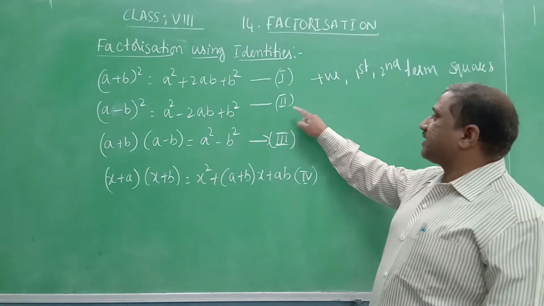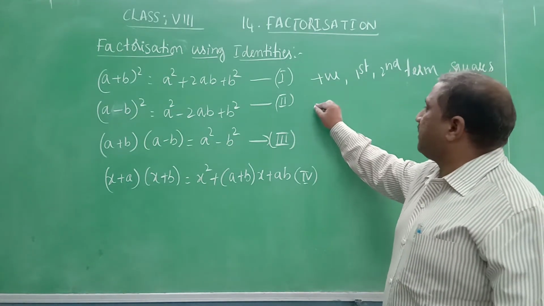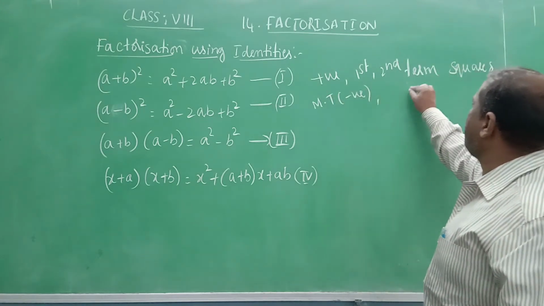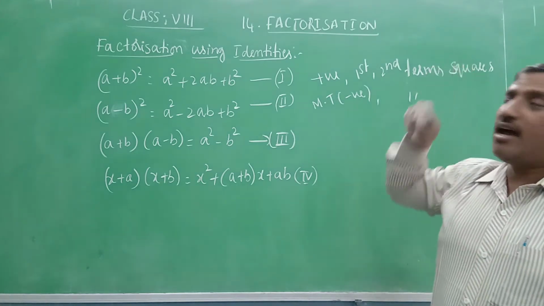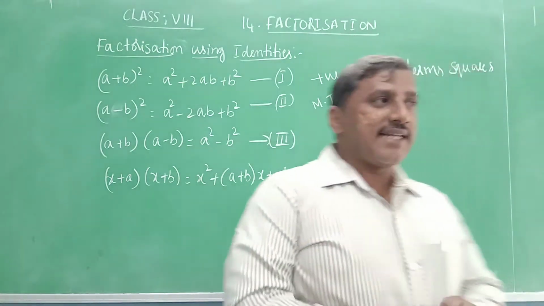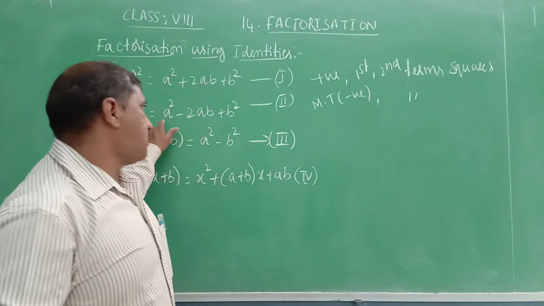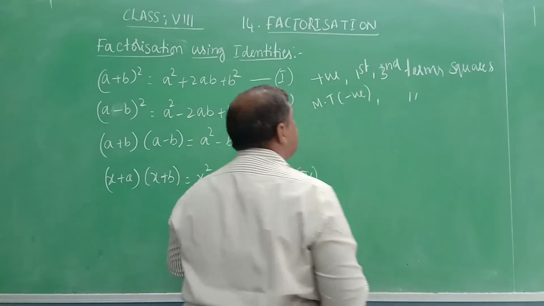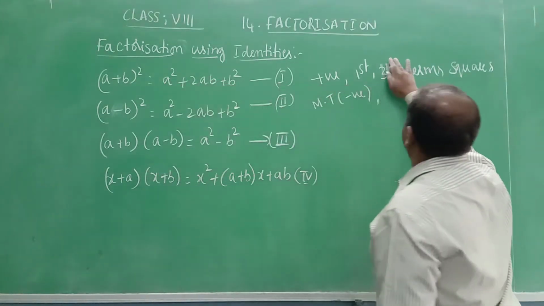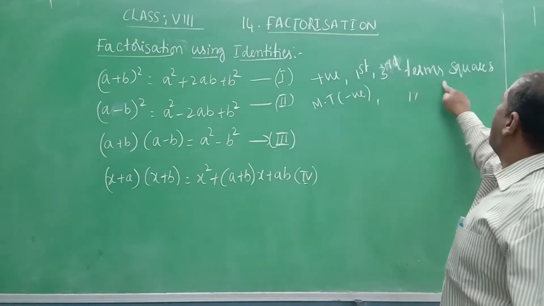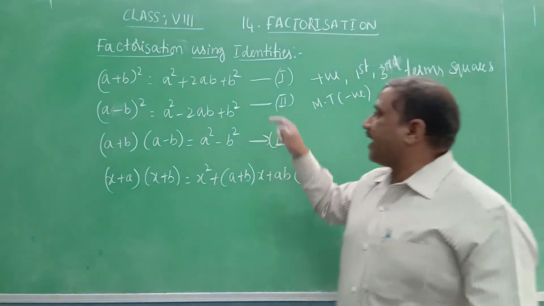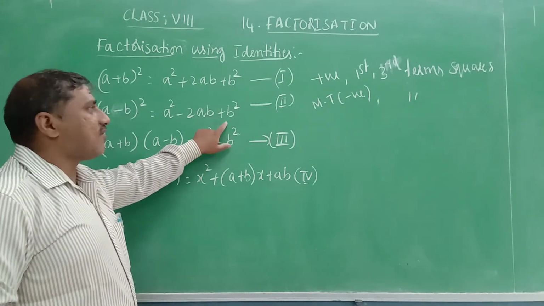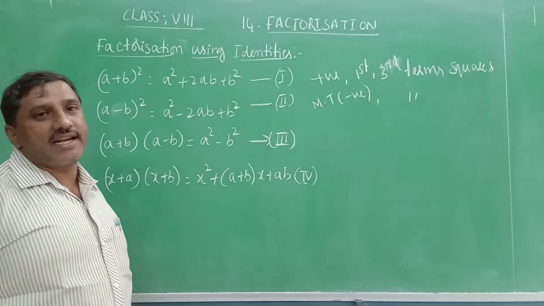When we use the second identity, the first term and third term are squares. Even in the second identity we find the first term and third term both are squares, but the middle term is a negative term.